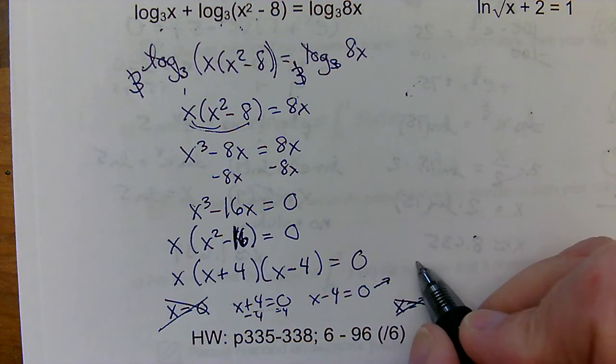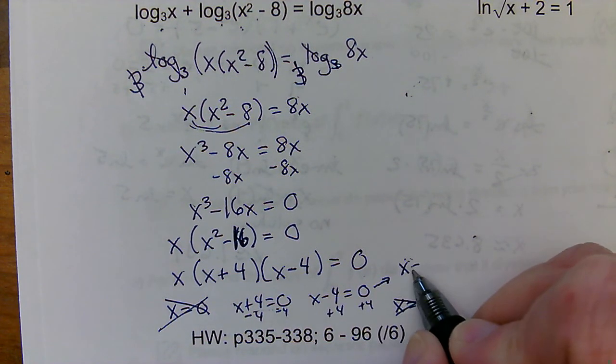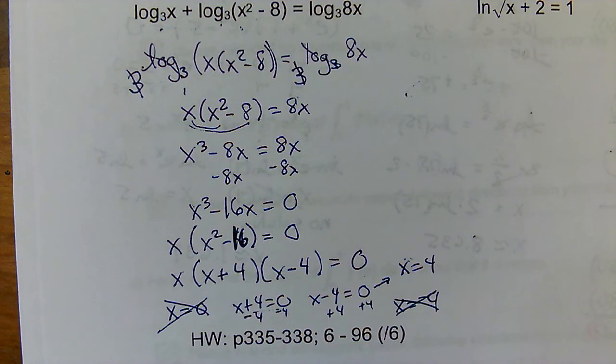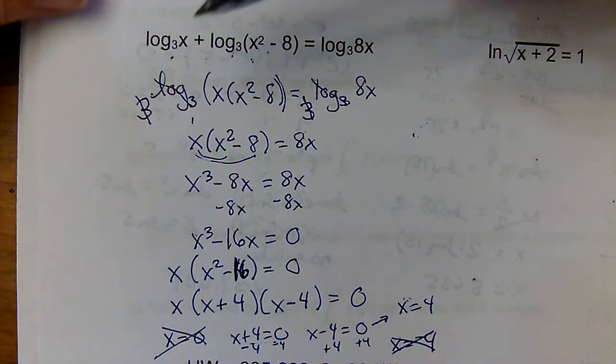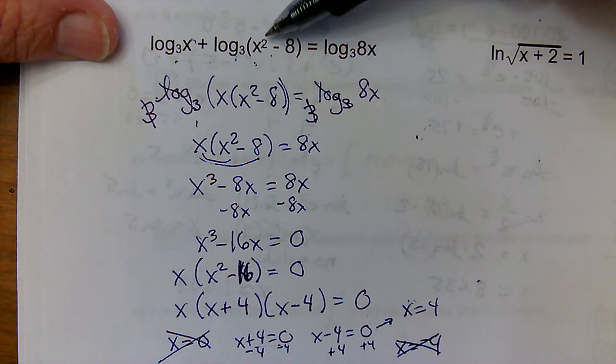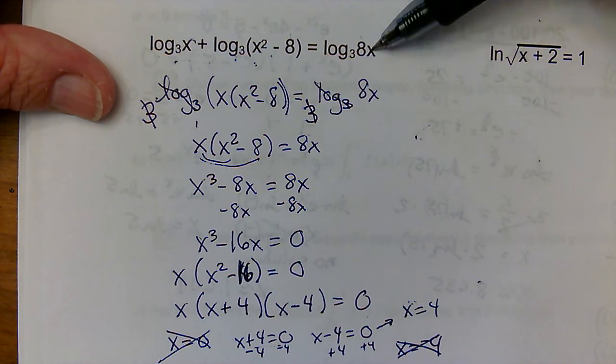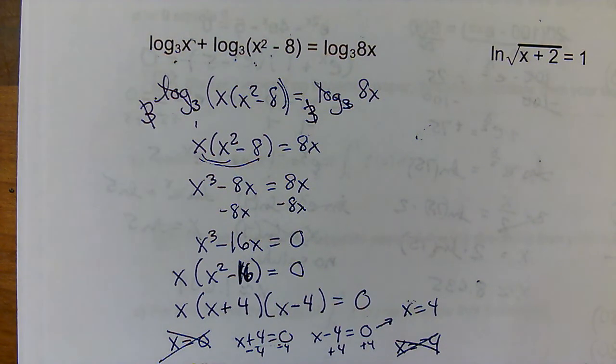If I take this one and I add 4 to both sides, I get x equals 4. Well, that's not going to be a problem plugging it in here. Log base 3 of 4, it's a positive number. Here, 4 squared is 16 minus 8 is 8, so that's a positive number. And here, 8 times 4 is 32, so that's a positive number. Now we just have to check to see if it works.